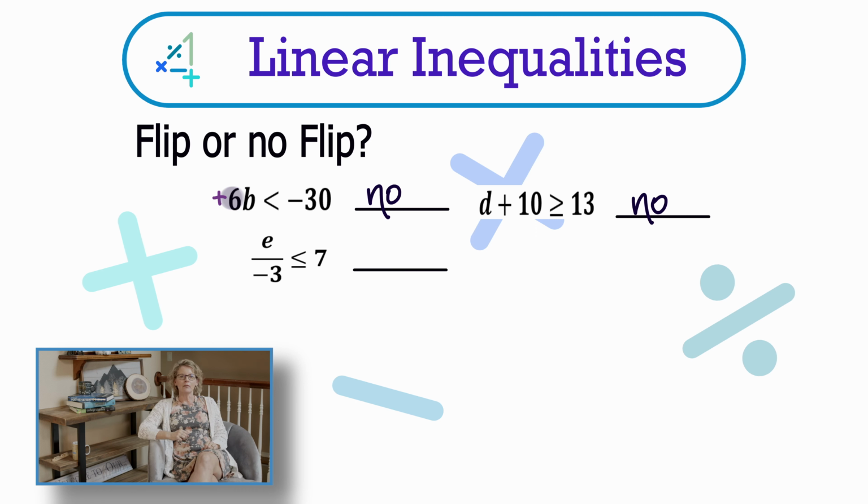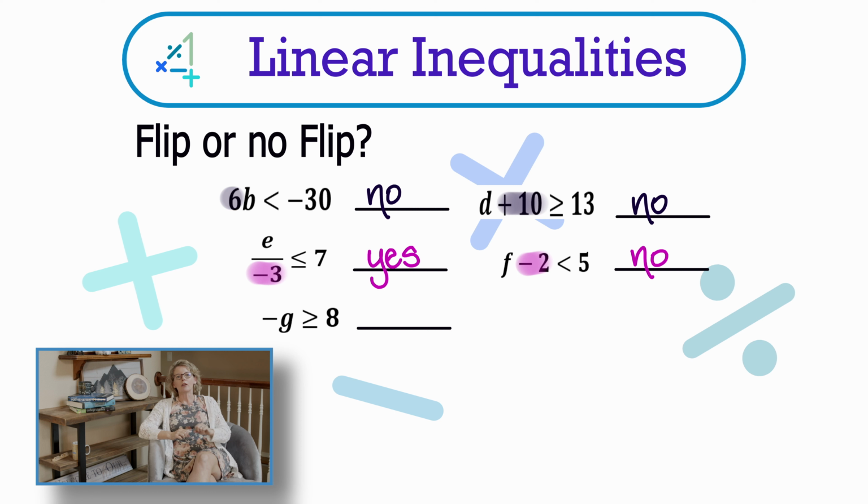e over -3 is less than or equal to 7. That -3 is interesting. It is dividing, so I will have to multiply to get rid of it. Multiplying by a -3 is my rule to flip the inequality, so yes, this one will flip. f minus 2 is less than 5. I will add 2 to both sides. That one's fine, no flipping needed here.